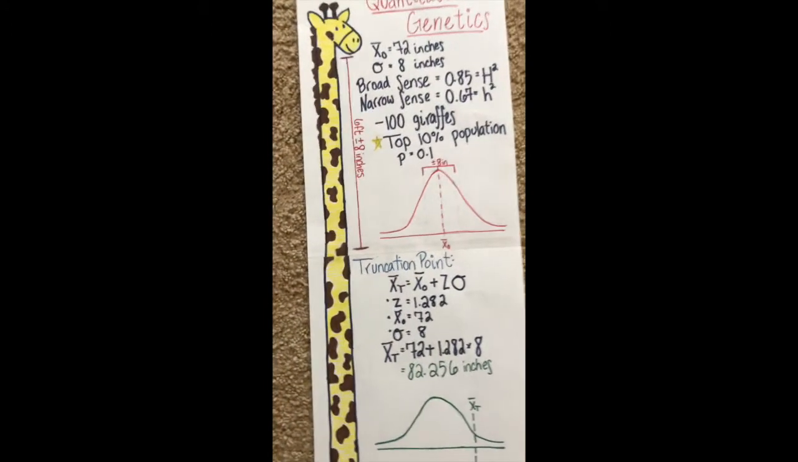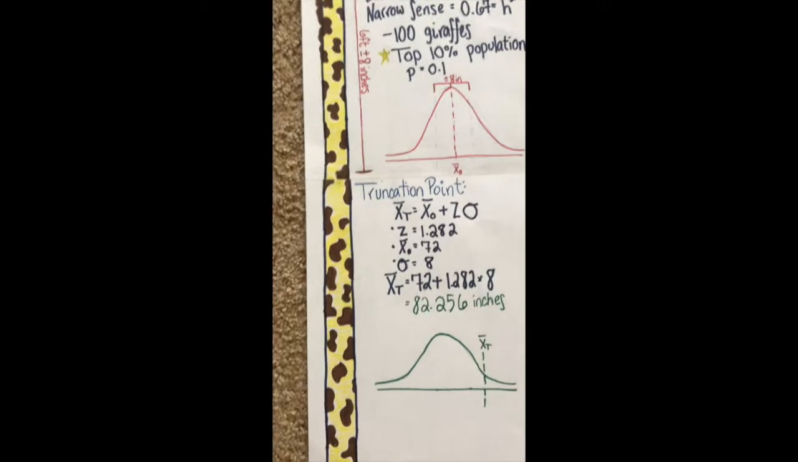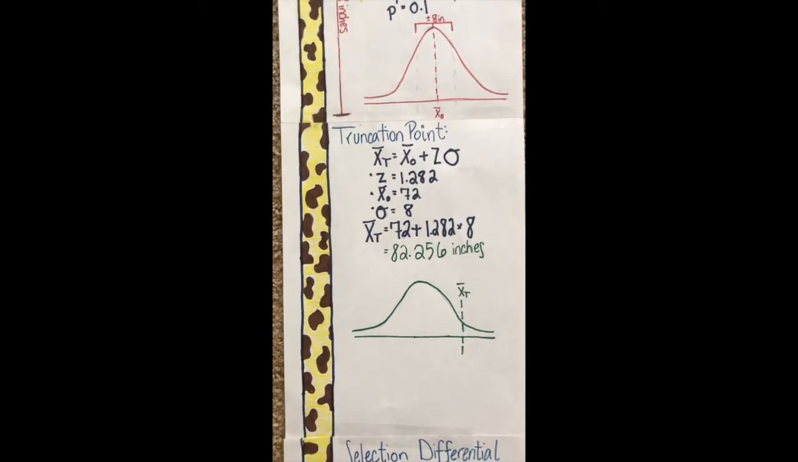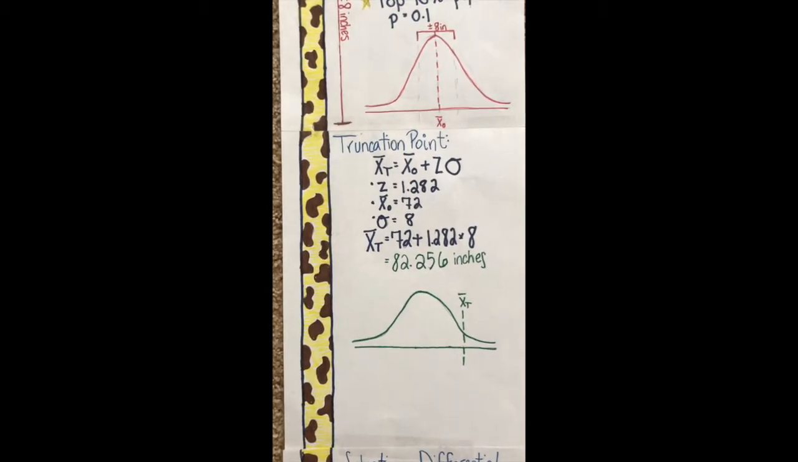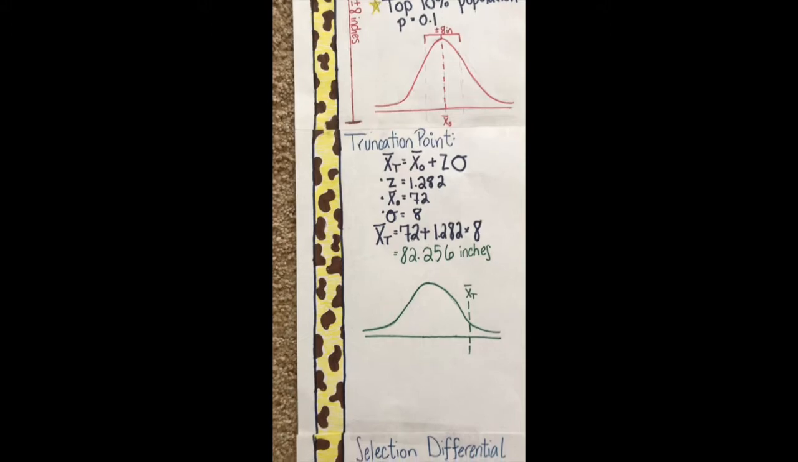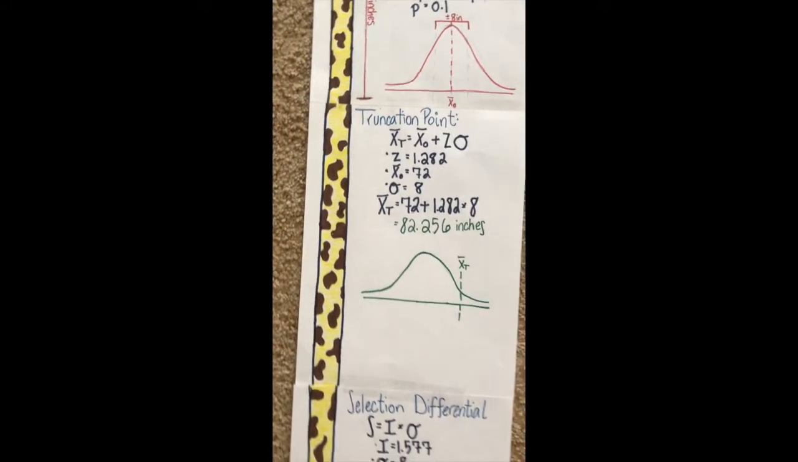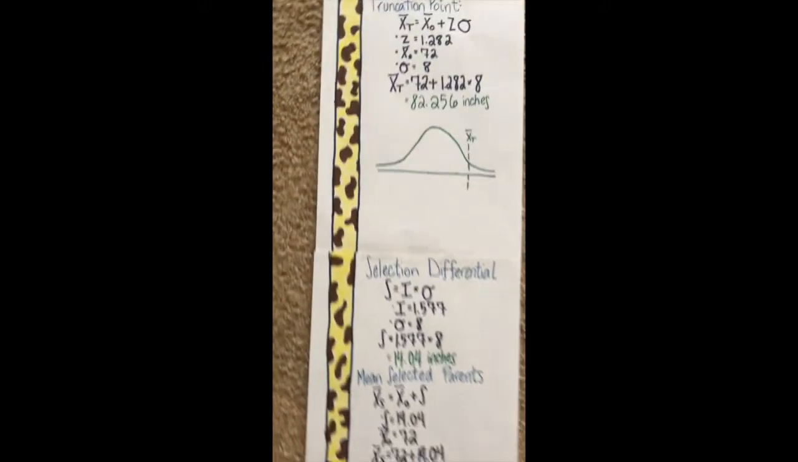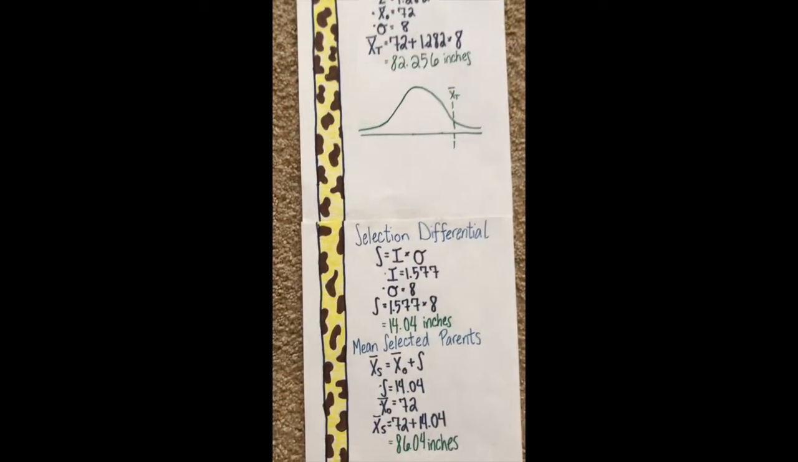We can calculate the truncation point of this population. The truncation point is the point at one of the tails of the distribution that we choose to breed with. They're at the highest end of the normal distribution. This is found by taking the z value found in a table and multiplying that by the standard deviation and then adding the mean. In this case, the truncation point is 82.256 inches.